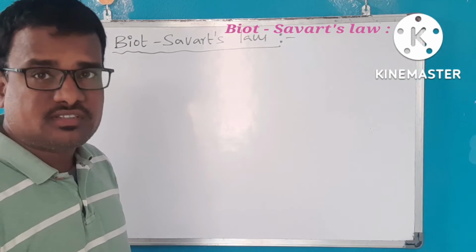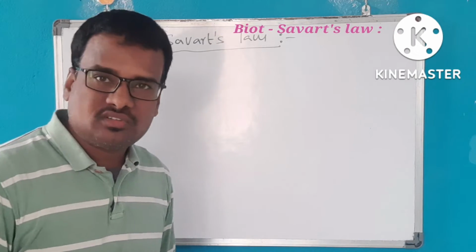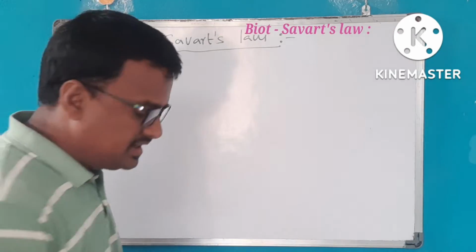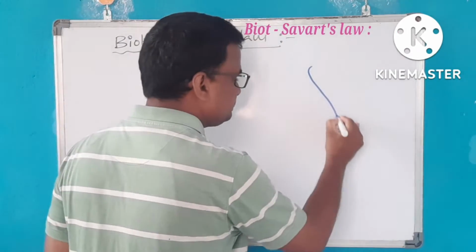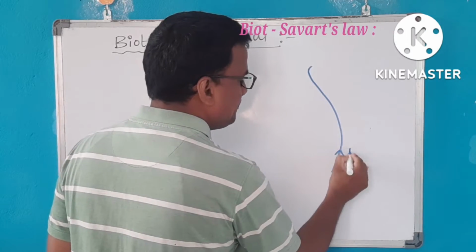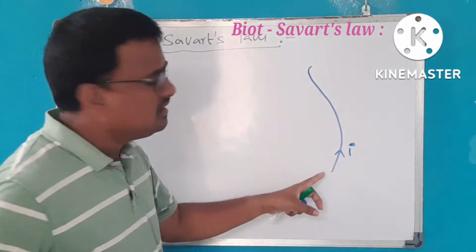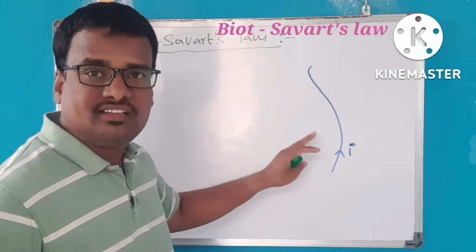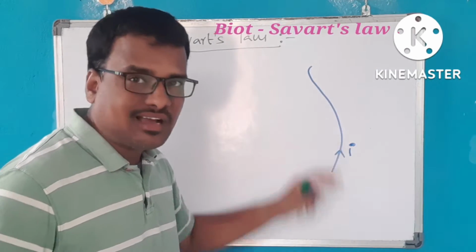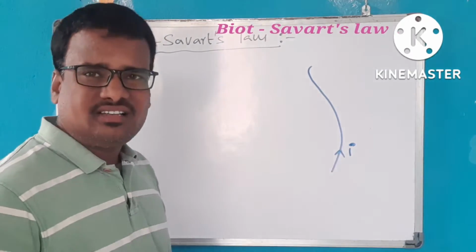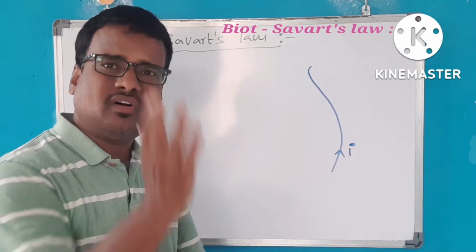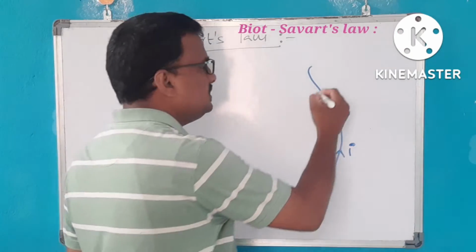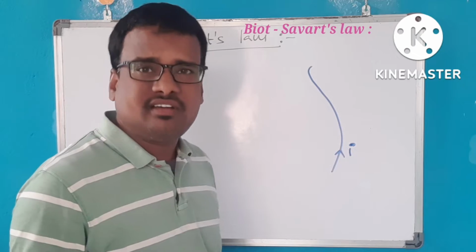First of all, before discussing the statement of the Biot-Savart law, we can draw a diagram here. We consider a current carrying long wire. The current carried by this wire is I. This wire can be in curved shape or straight shape, whatever it may be, there is no problem. The total length of the wire is L.